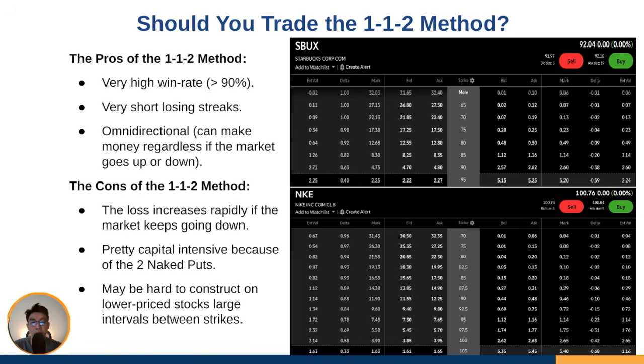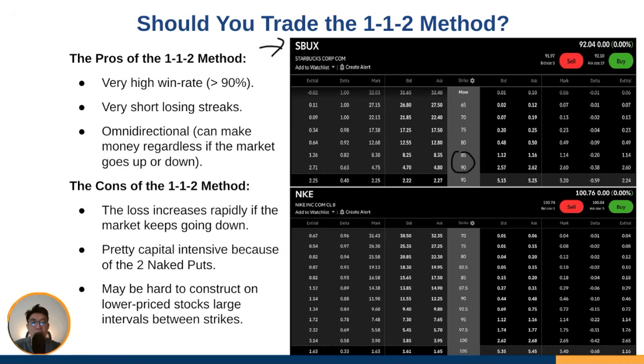So as you can see down here, the very first one at the top is Starbucks, right? Starbucks is roughly about $90 odd. But at $90 odd, you notice your interval is $5 wide, right? As you can see down here, 90 to 85 to 80 to 75, these are $5 wide. So if it's $5 wide, it's going to be very difficult for you to construct this 112 strategy.